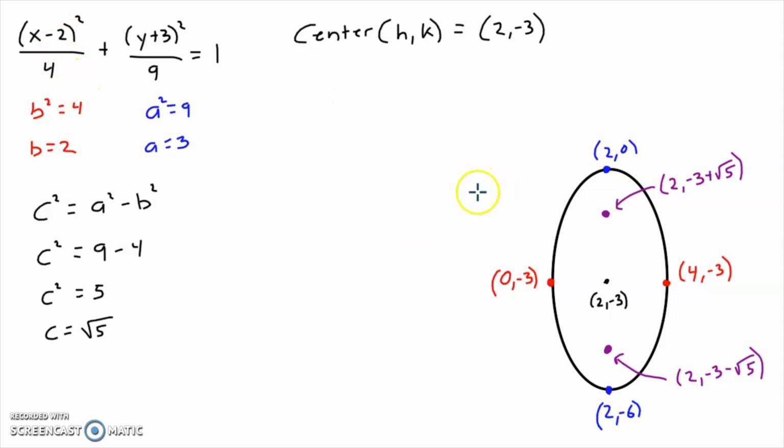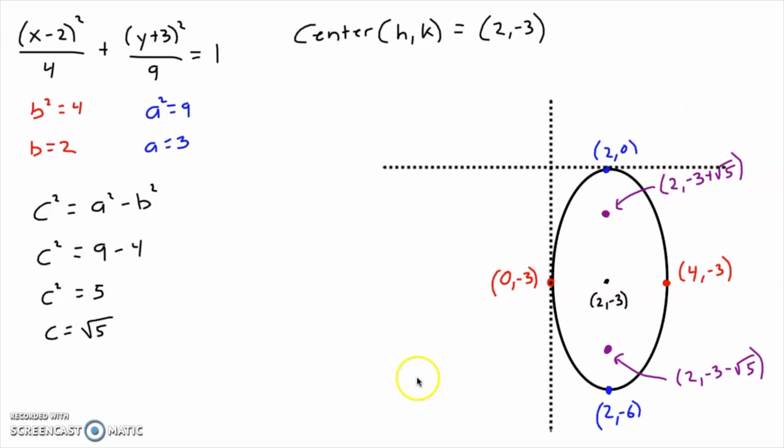Since this ellipse has a major axis that's vertical, we're going to go up and down to find our two foci. Whenever I'm sketching an ellipse, I always wait until the end of the sketch to put my axes in. We can see that this point 0 comma negative 3 is on the y-axis, and this point 2 comma 0 is on the x-axis. So this ellipse will look something like that.